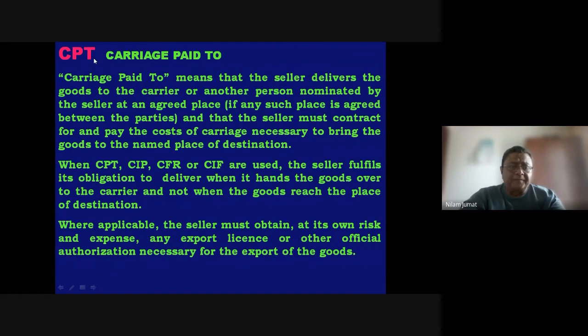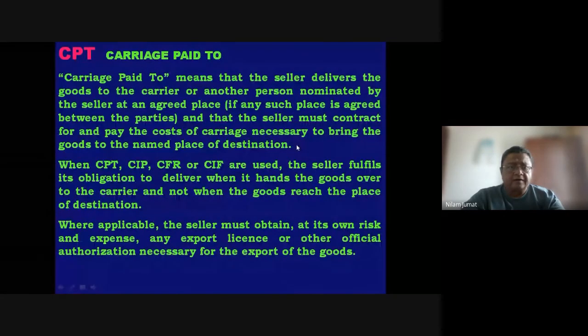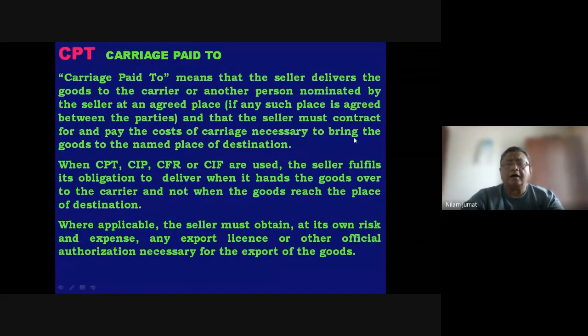Then CPT, right, means here, wait. Sorry. Now here, a small difference from FCA. Very small difference. CPT means now he brought it to Gampaha, he handed over. Delivery done, like FCA. The delivery point for CPT and FCA is the same. Not only Gampaha, I'm just saying Gampaha as an example. Whatever place they agreed, right?